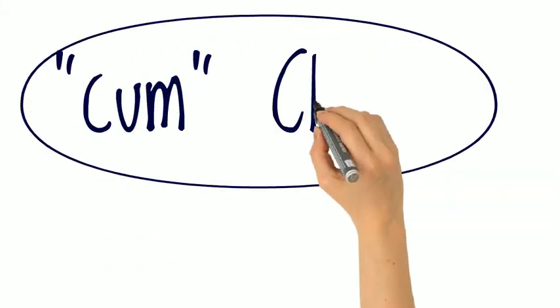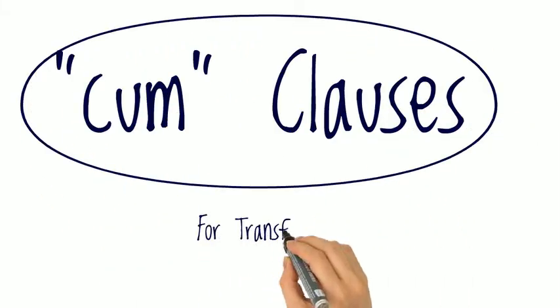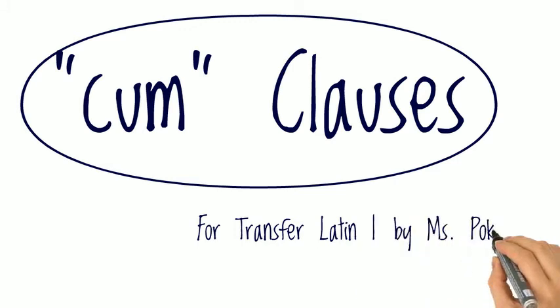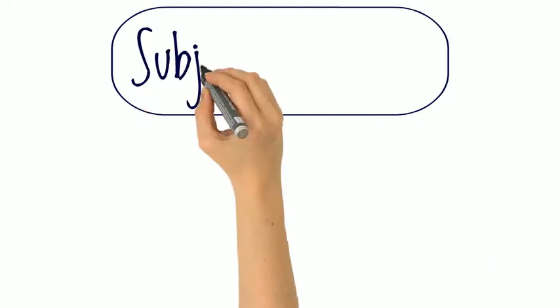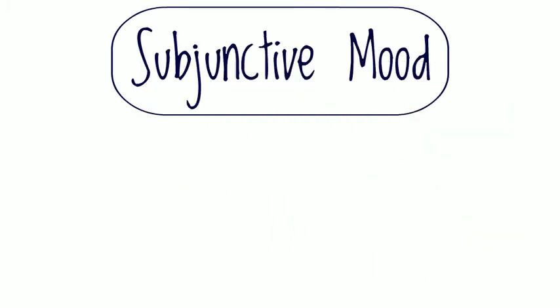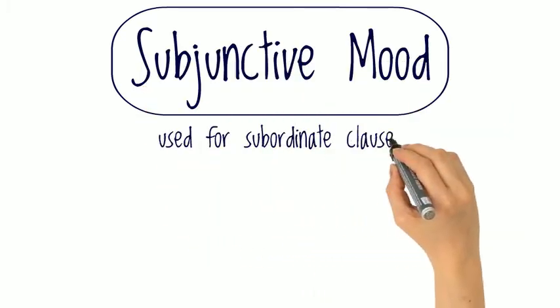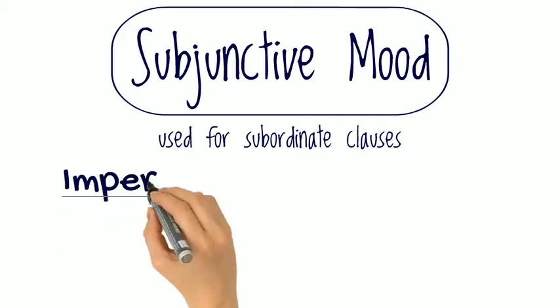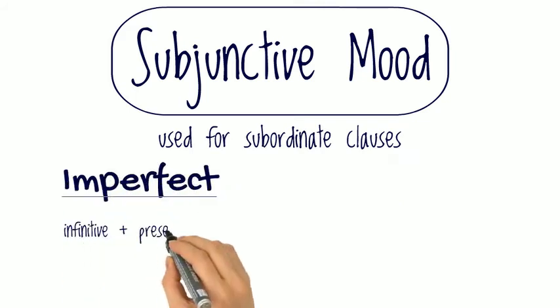This video will be about cum clauses using the subjunctive mood for transfer Latin. In our last video, we talked about the subjunctive mood, and we said that it's used for subordinate clauses. We looked at two tenses, the imperfect and the pluperfect.